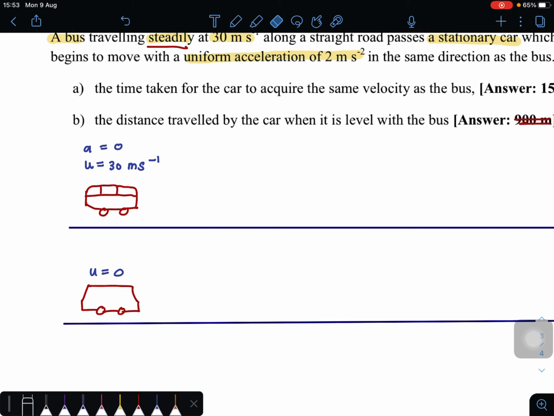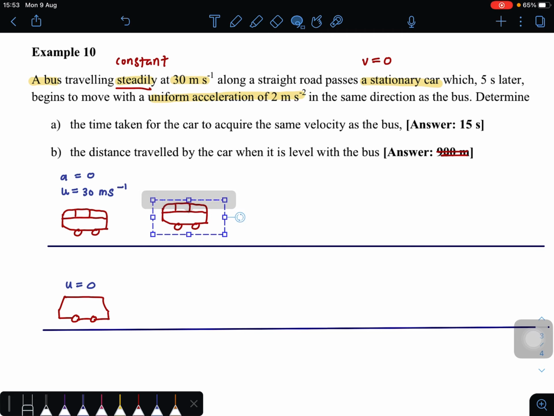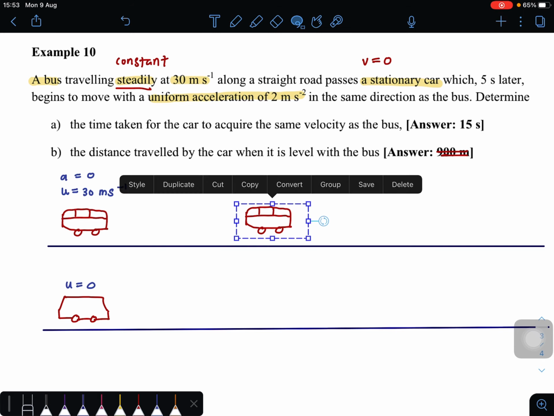Okay, so now apa yang dia bagi tahu sini, situation dia ni, selepas 5 saat bus ni dia lalu, dia passes the car. Maksudnya sekarang ni mula-mula maybe bus ni dekat sini lah, and then dia lepaskan kereta ni, which is selepas 5 saat dia lepas tu, kereta ni barulah dia akan start moving. So after 5 second, maybe the bus is already here. After 5 second mungkin dia dekat sini lah sudah, dekat point ni.